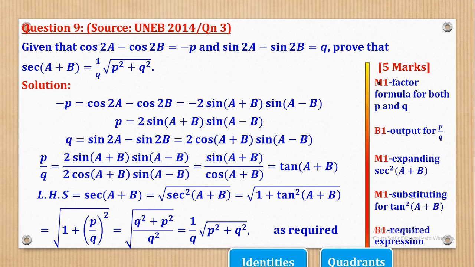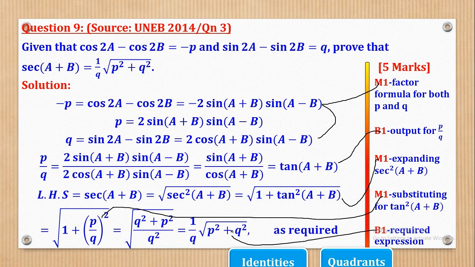So M1 for factor formula for both P and Q. So this and this, that is M1, then B1 for output, then M1 for expanding this to come up with that, then M1 for substituting for tan squared A plus B, then B1 for the required expression.